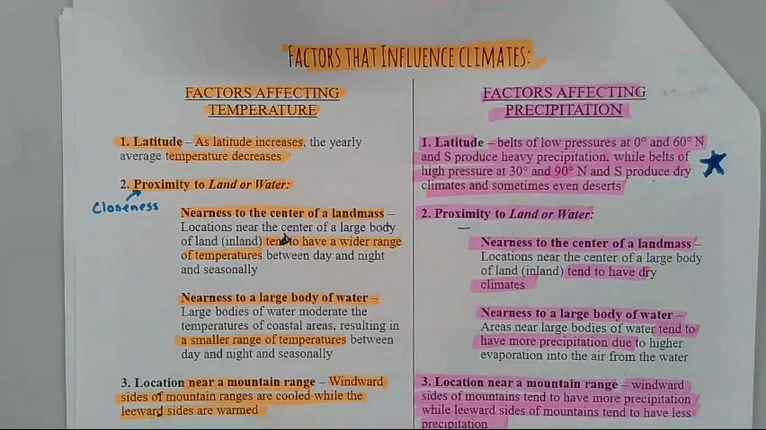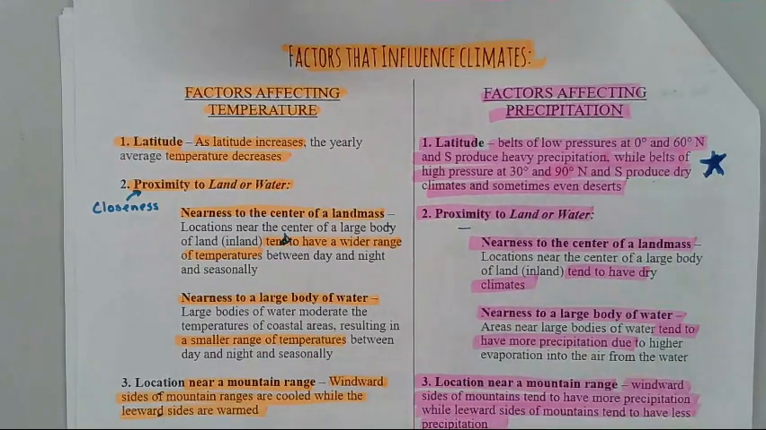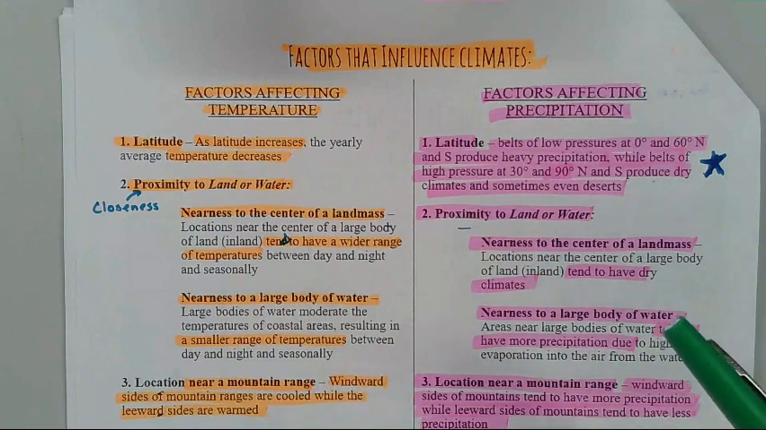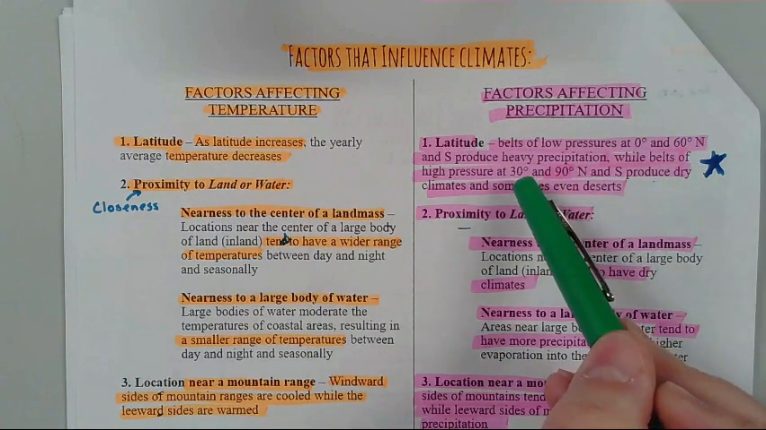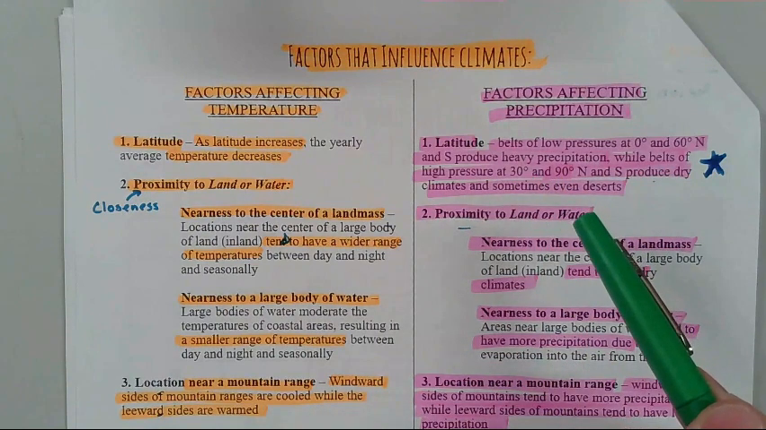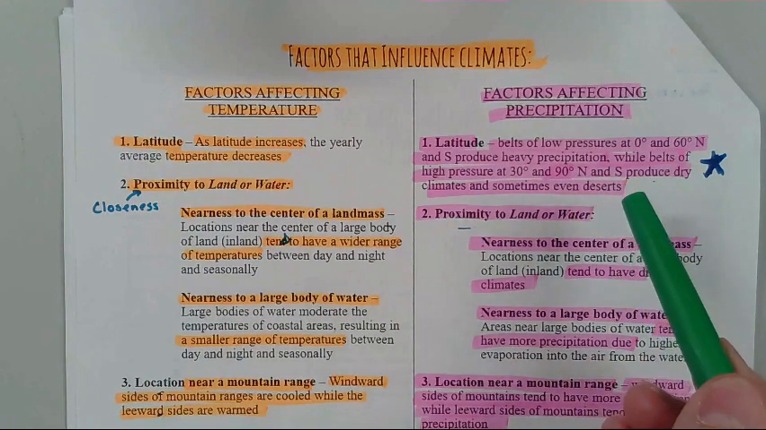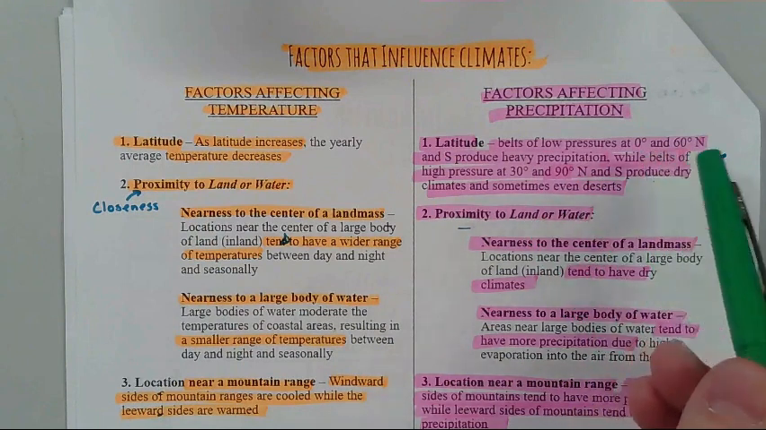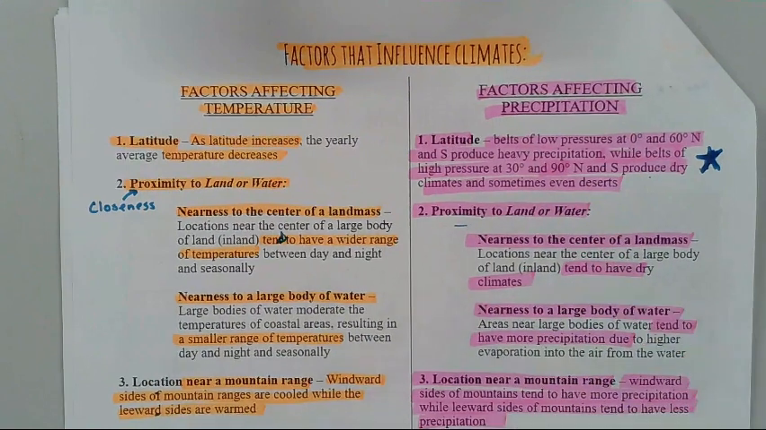Latitude, referring to precipitation, is a little more complicated. This refers to different latitudes on Earth. At the equator, 0 degrees latitude, and at 60 degrees north and south, you tend to have heavy precipitation. This has to do with the occurrence of low pressure belts in these areas. Whereas at 30 degrees north, that is about Miami, Florida's latitude, and 90 degrees north and south, these are climates that tend to be dry. So 0 and 60 are wet, 30 and 90 are dry.